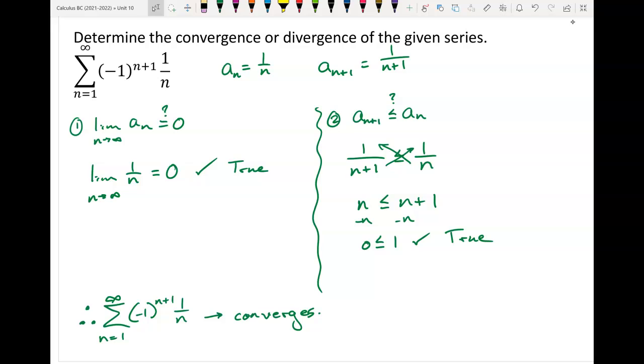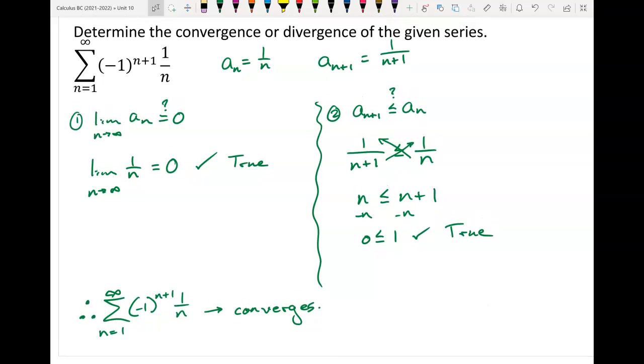But just know that this might not be the last step. You might have to look and say, okay, it converges, but does it converge absolutely or conditionally? And we'll look at that in just a little bit. But I want to do one more of these before we do that. But before I do, any questions on this?